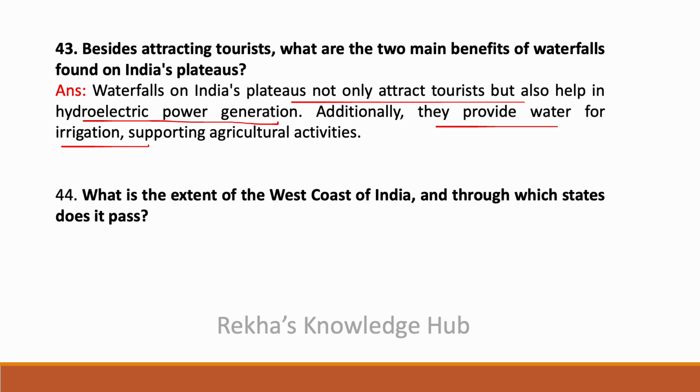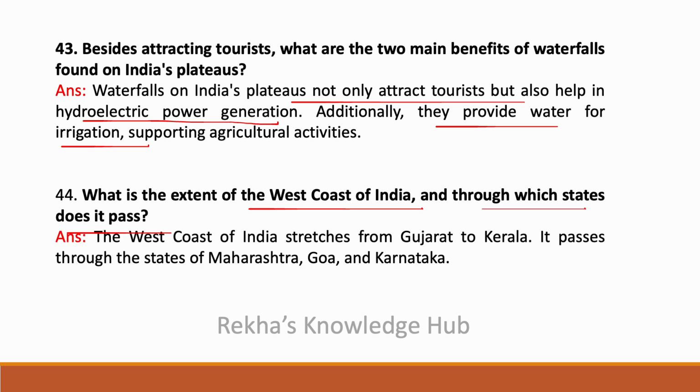What is the extent of the west coast of India and through which states does it pass? The west coast of India stretches from Gujarat to Kerala. It passes through the states of Maharashtra, Goa and Karnataka.